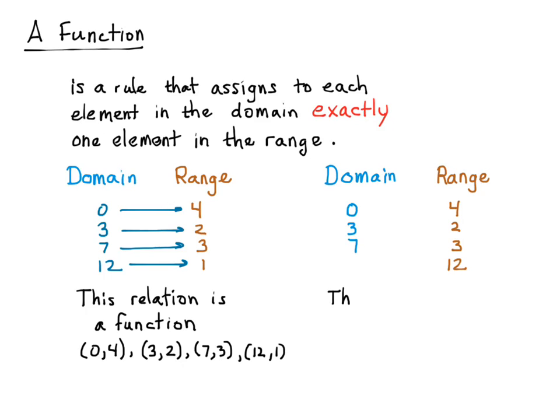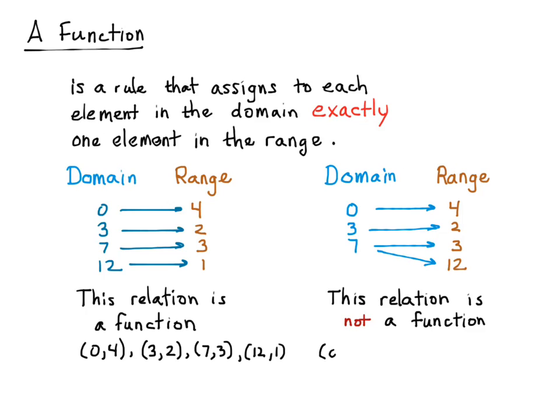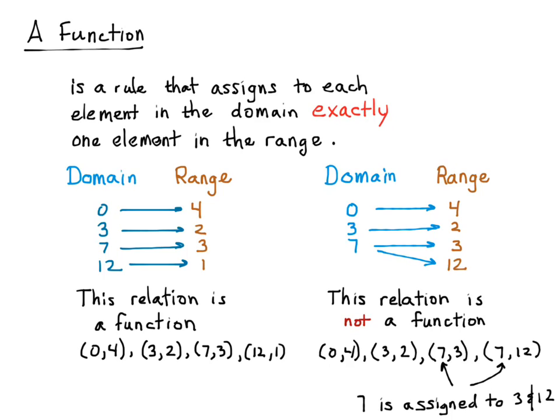If I had 0, 3, 7 and assigned these in the range, this would not be a function if I did it in this fashion, where I assign 7 to both 3 and 12. So that first relation I showed on the first slide and this one are not functions, because I have a value in the domain that gets assigned to two values in the range. That is the distinguishing part of the definition of a function.